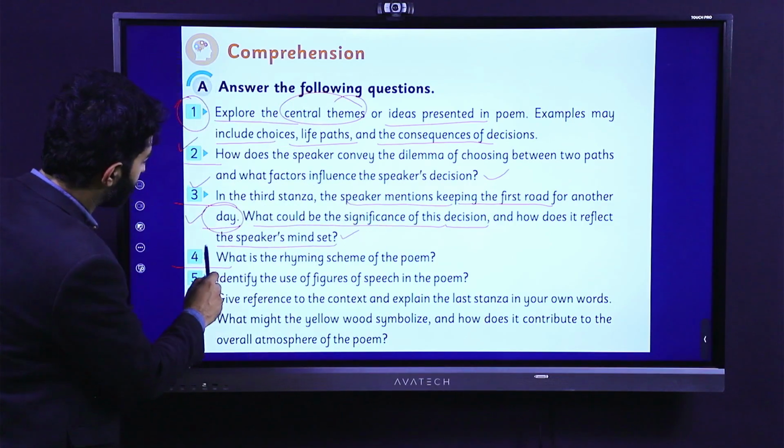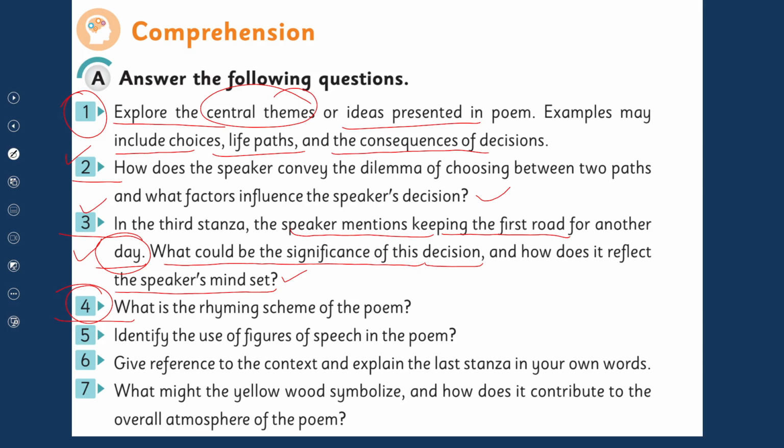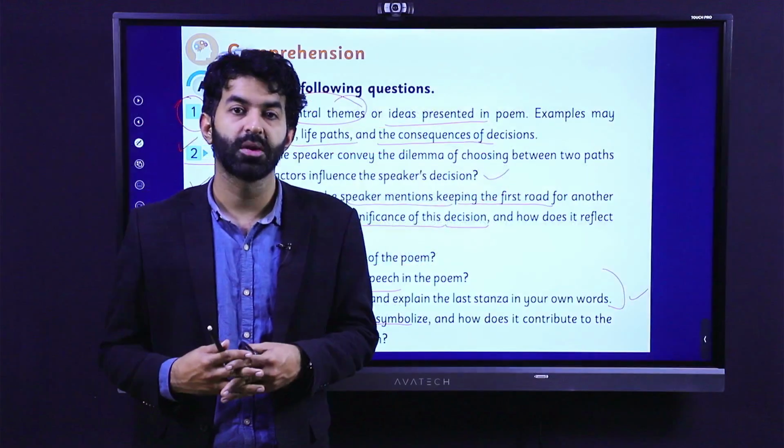What is the rhyming scheme? We have talked about the rhyming scheme. Identify the use of figures of speech. Yes, metaphor, simile. You can look for all these different kinds of figures of speech in the poem. Give reference to the context and explain the stanza in your own words. Students, you can choose any one of the four stanzas and write about it. What might the yellow road symbolize, and how does it contribute to the overall atmosphere of the poem? Yes, all these questions are very important.